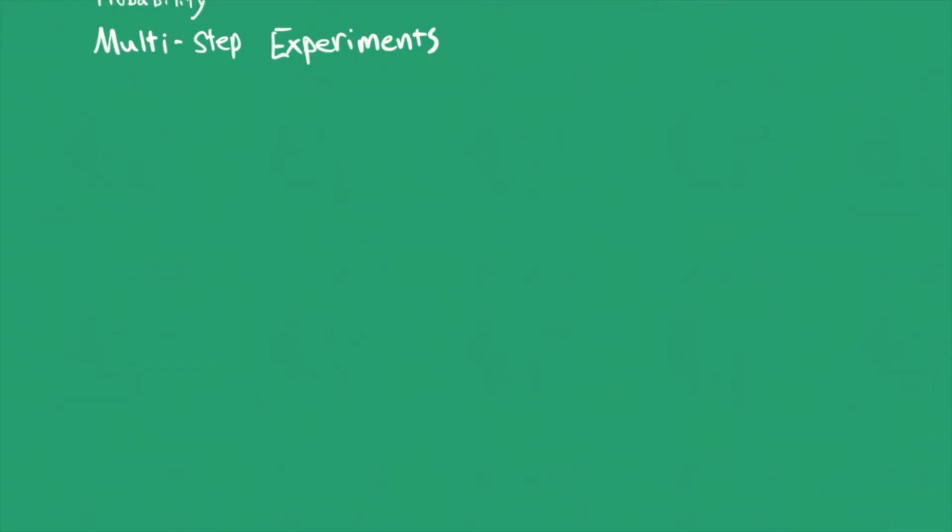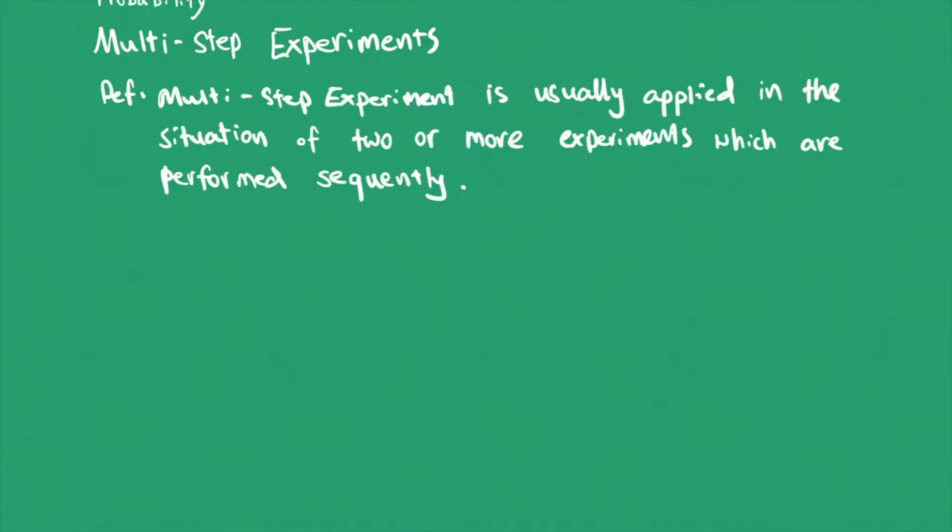In this video, I'm going to talk about multi-step experiments in probability. First, let's look at the definition of multi-step experiments. A multi-step experiment is usually applied in the situation of two or more experiments which are performed sequentially.